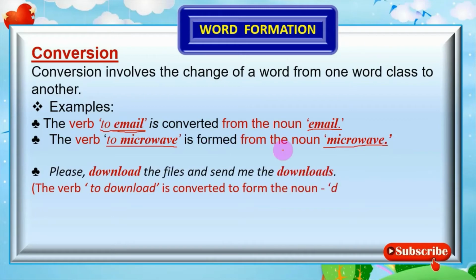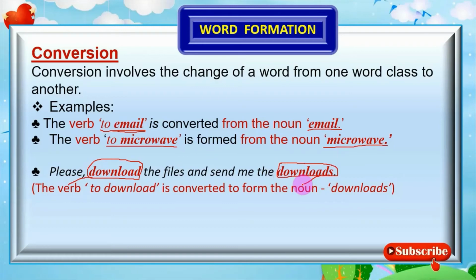Now, I think I like the way I created this. Please download the files and send me the downloads. So this first download here, I'm going to circle this. This first download here means please do something. That's a verb. While the other one says send me the downloads. That means send me something. So here it is a noun.